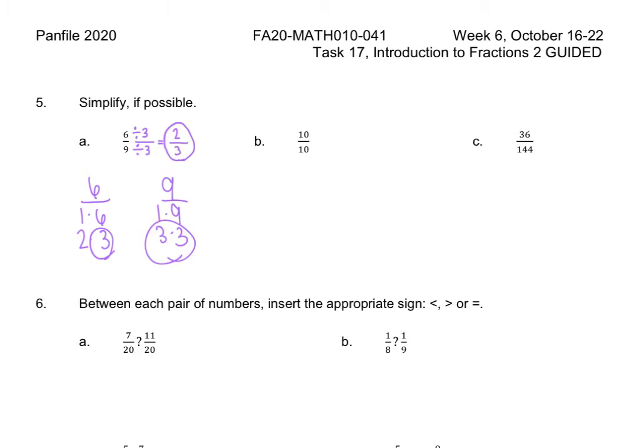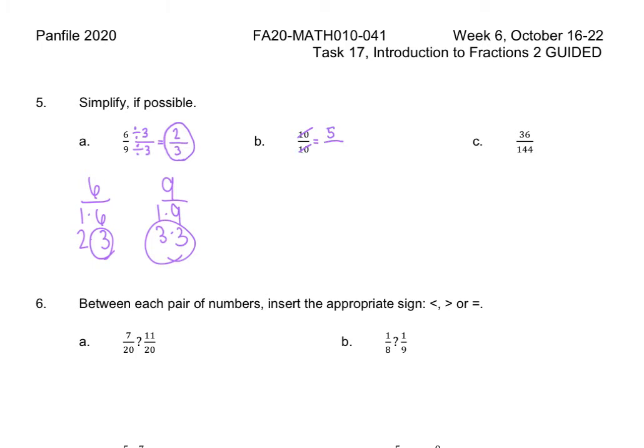Now, in some cases, you can pull out a smaller number, like I'll show you here, like 10. So say 10. 10 is an even number, right? So you can cut it in half. So if I cut 10 in half, I get 5.